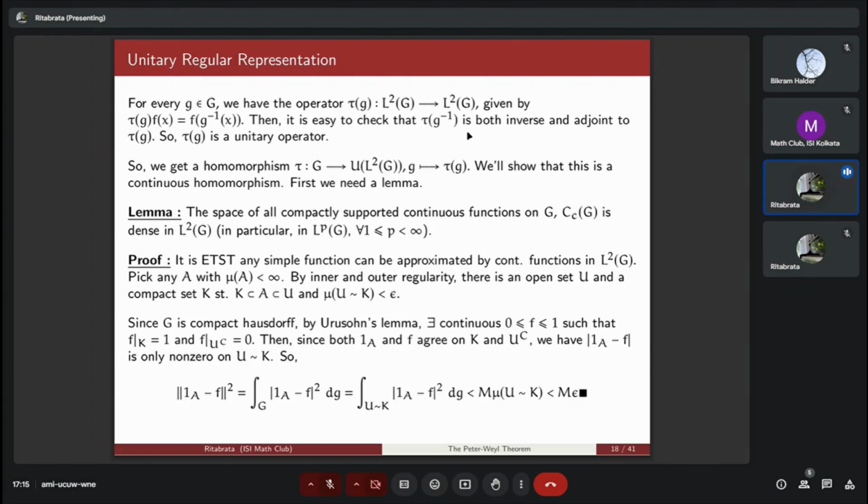We'll show that this is a continuous homomorphism. Otherwise, if it is not a continuous homomorphism, then L2(G) won't be a unitary representation. It will be just an ordinary representation as for ordinary groups, not topological groups.